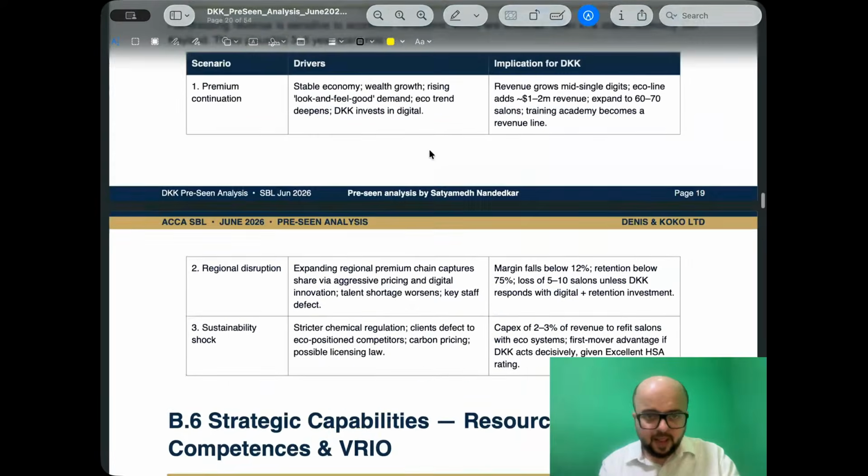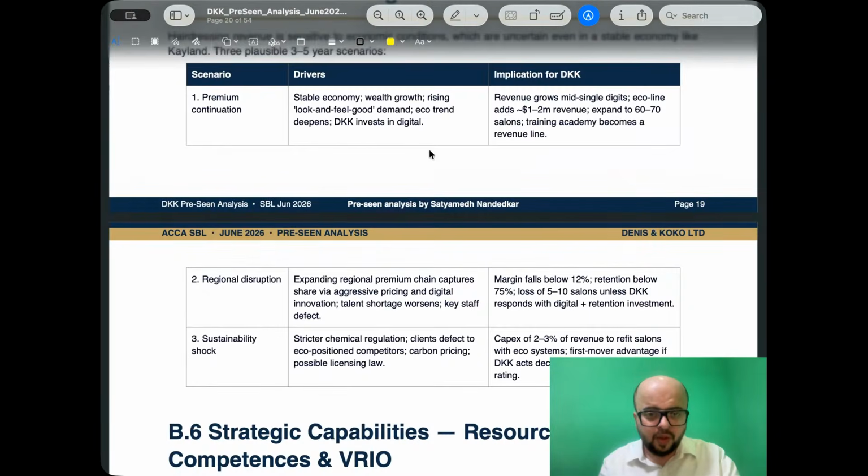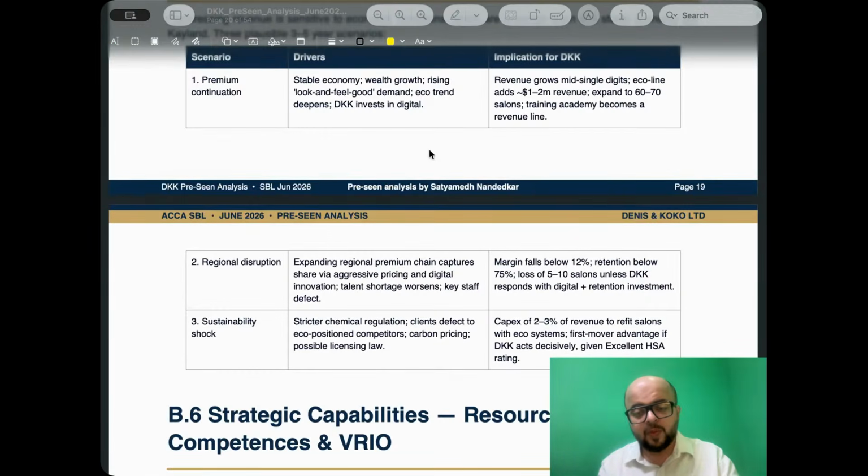Okay, have a look once. If you have any thoughts on this, let me know. I'll move to strategic capabilities.